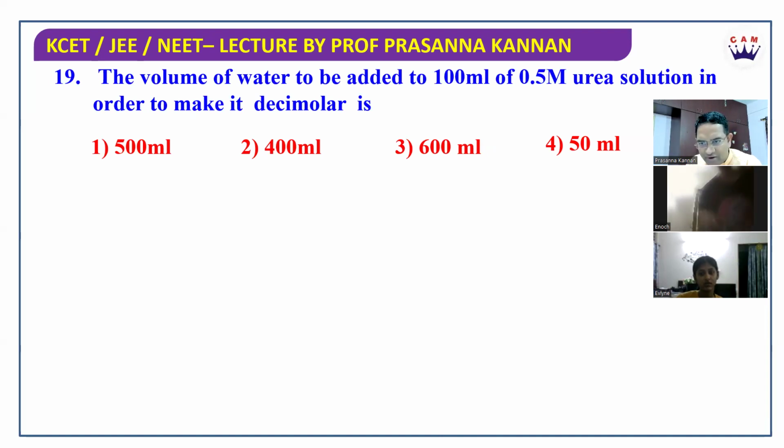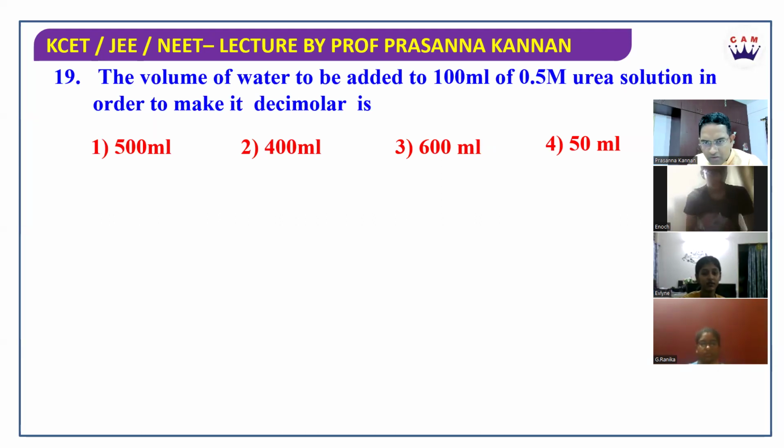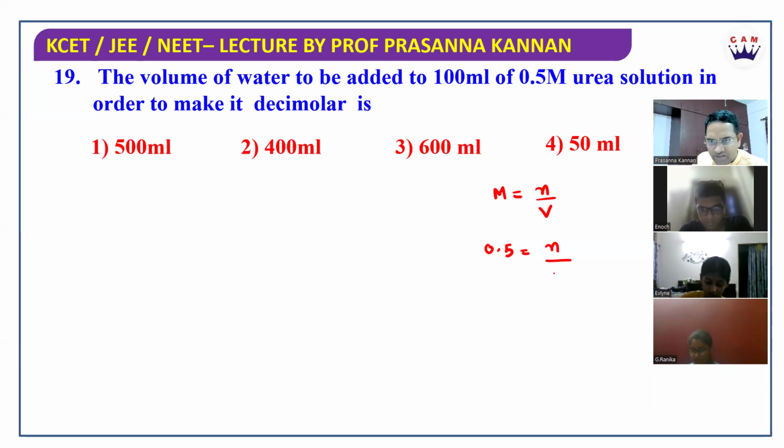Anybody else with the answer? Yes, Evelyn, are you ready with the answer? No, sir. Okay. What about Ranika? No, sir. Okay. So I'll tell you two approaches, right? One a long approach, another one a short approach. See here. Now, initially, let's say molarity is given. Molarity is equal to number of moles by volume. Correct. So here molarity is given, which is 0.5 initially. Volume is 100 ml.